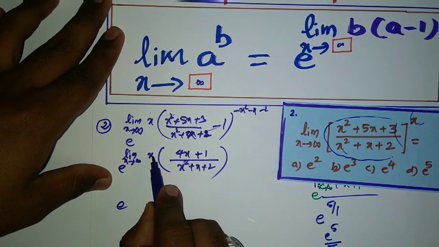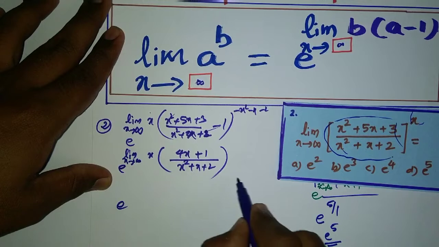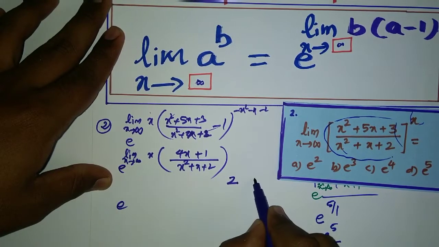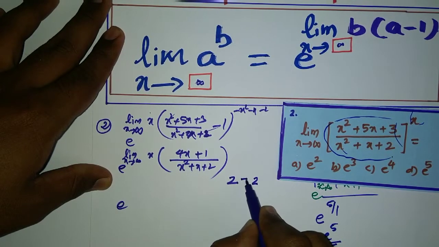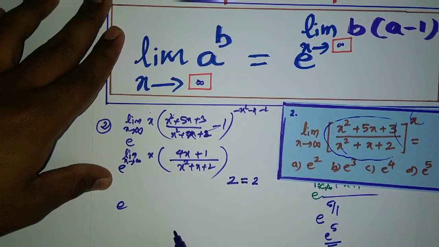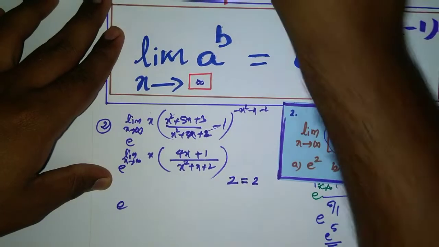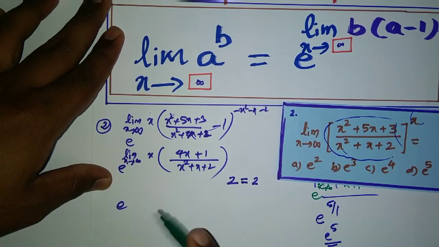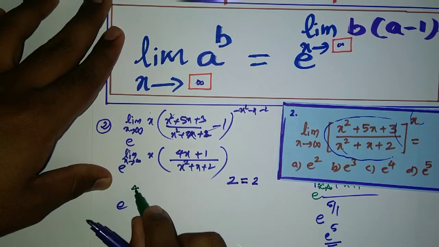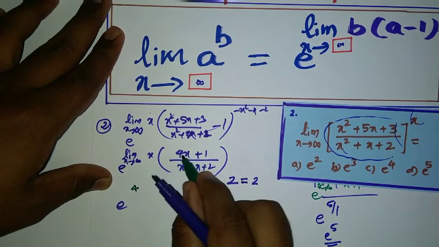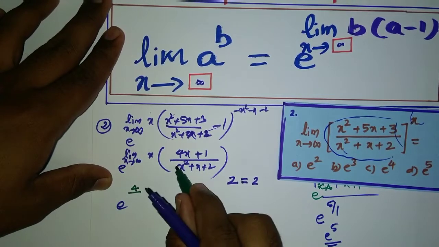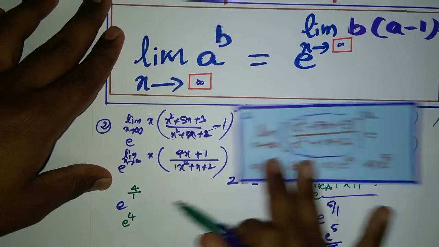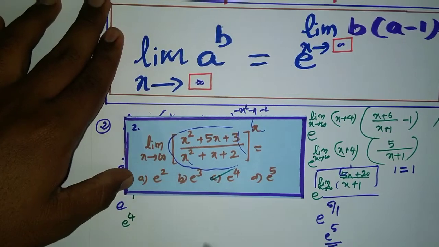Now let me decide the answer. Multiply x into 4x, which is 4x square. The degree of the numerator is 2 and the degree of the denominator is 2. So the numerator degree equals the denominator degree. In such case your answer is simply the ratio of the coefficients of the highest power. The coefficient of 4x square is 4, and the coefficient of x square is 1. So your answer is e raised to 4. Hence option C is correct.